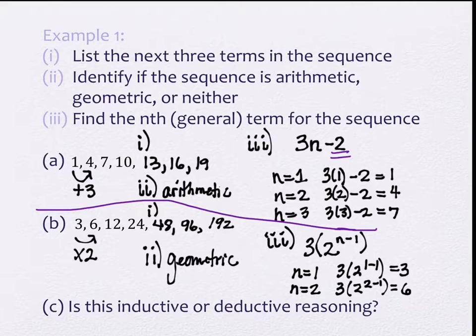Which one do you think it is? Somebody bold enough to guess. It's a 50-50 shot, right? It is inductive. Very good. Inductive means we take a pattern and we try to guess what happens next.